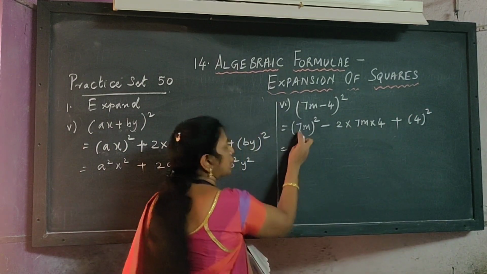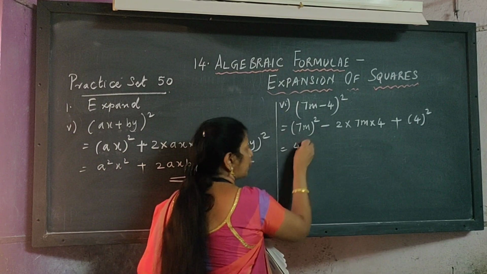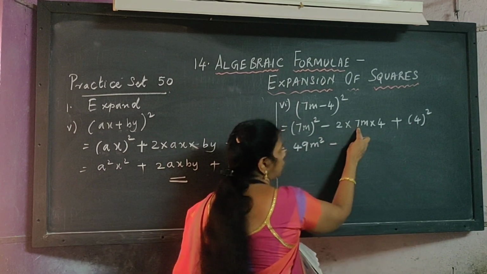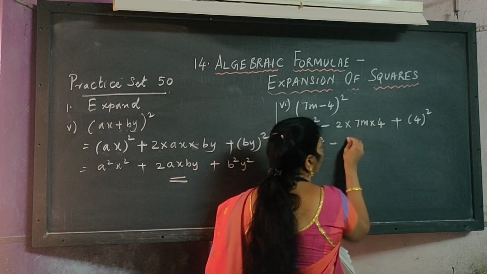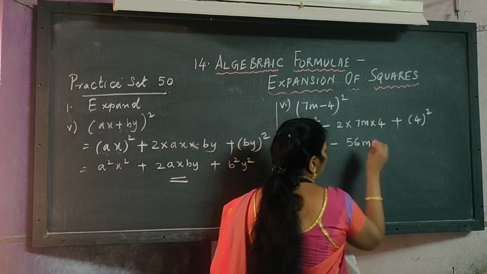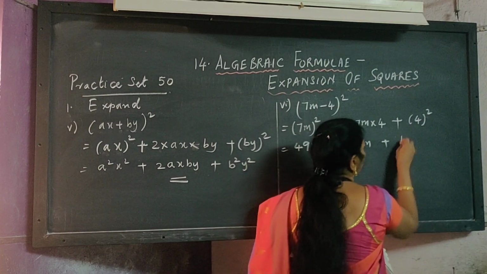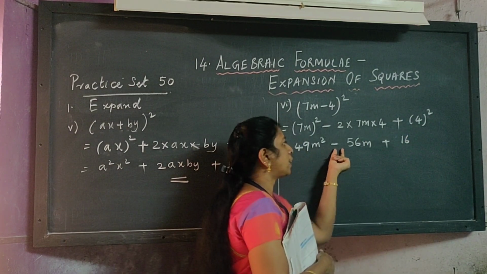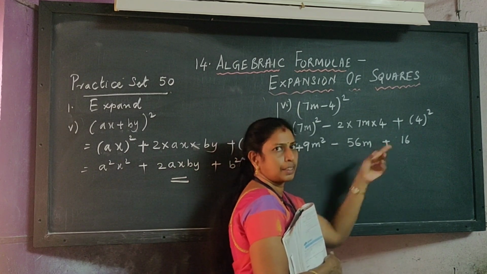Now what is 7 square? 7 7s are 49 and m will become m square minus 2 7s are 14, 14 4s are how much? 56 m plus 4 square is how much? 16. So 49 m square minus 56 m plus 16.